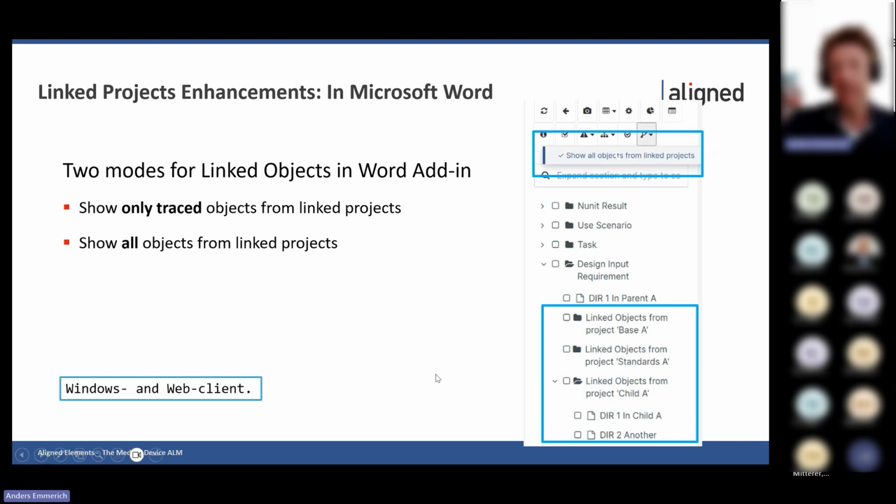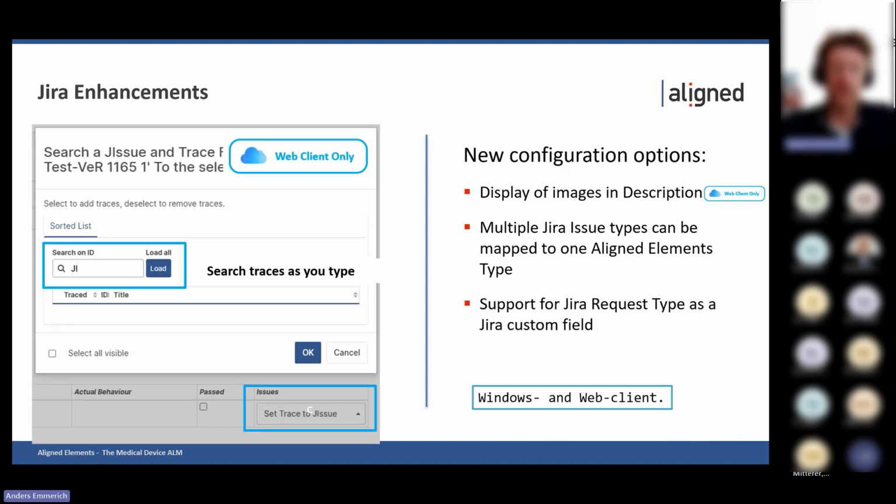So there's a little additional entry in the toolbox, show all objects from linked projects, and the default would have been to only show traced objects from linked projects. So that's new and now available in both Windows and web client. And to our knowledge, this is probably the last thing that we had in the Windows client, but not in the web client. That's the thing on linked projects.